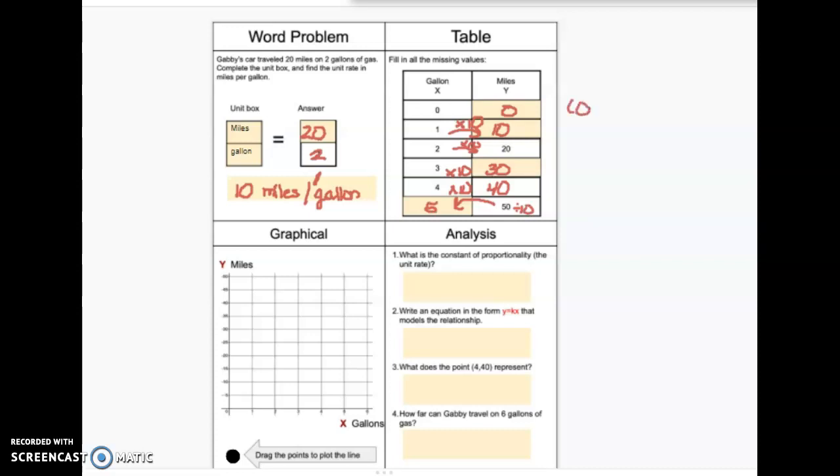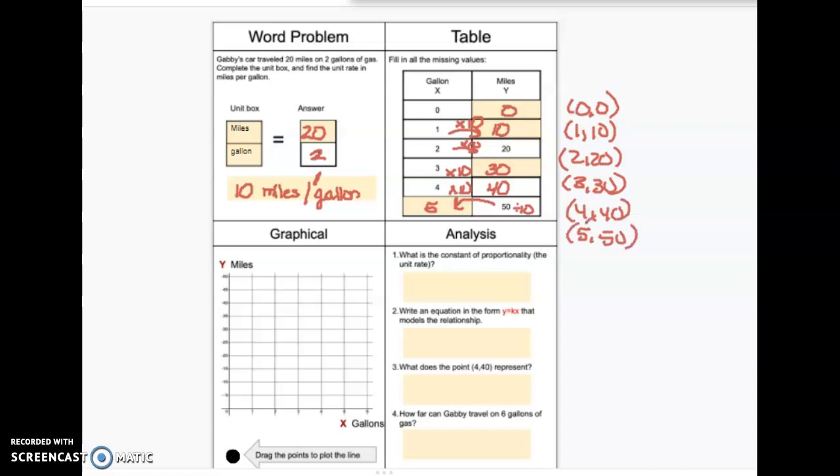If we were going to turn these into ordered pairs, we have (0, 0), (1, 10), (2, 20), (3, 30), (4, 40), and (5, 50).